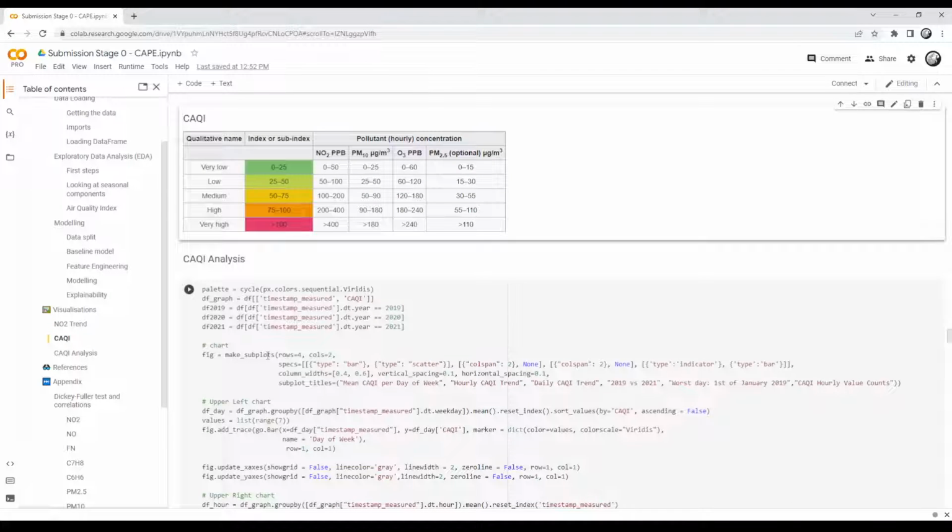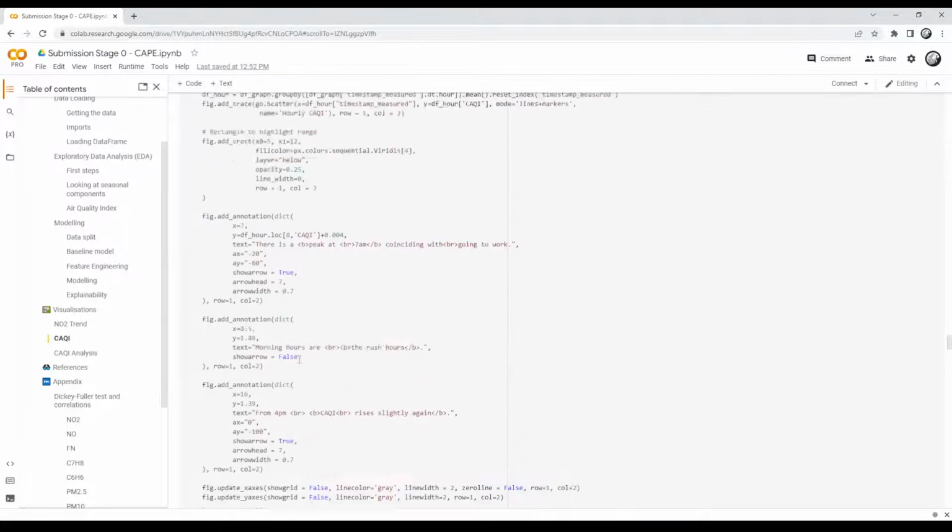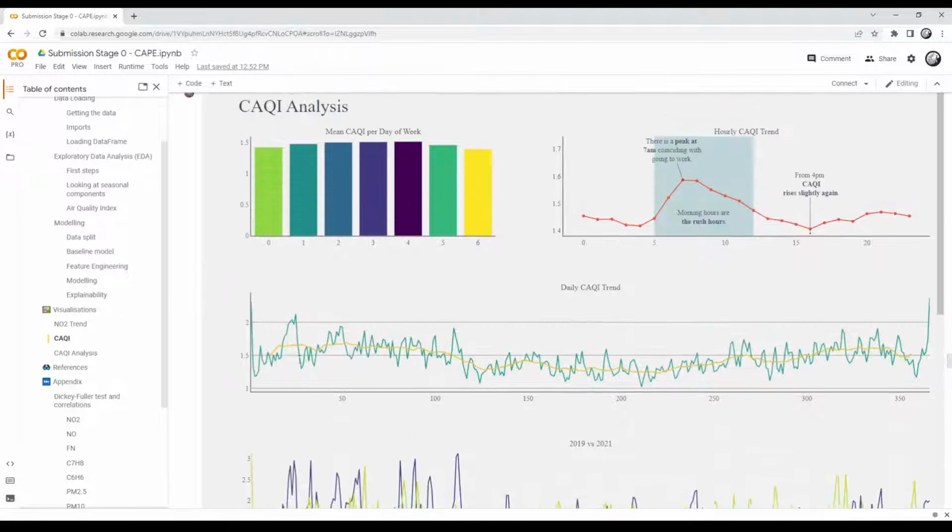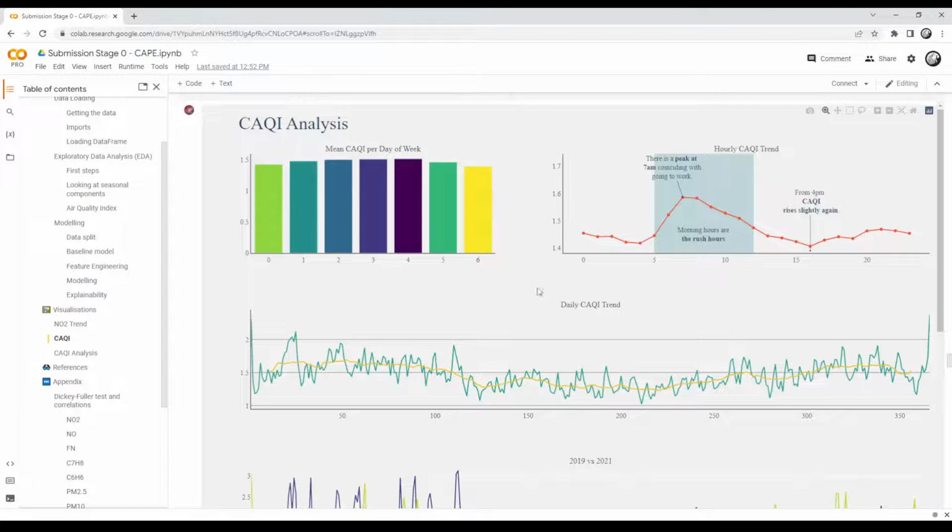Next, we extract a value named CAQI, Common Air Quality Index, and this value basically puts one of these pollutants in a range from 1 to 5, where 1 is very low, meaning no health issues, and very high would be the highest risk and really, really bad for your health. And here we create a really interesting plot, which is this plot. And this is a full comprehensive analysis where we actually extract some really interesting insights.